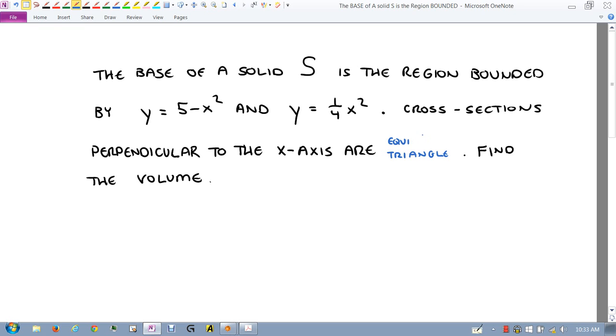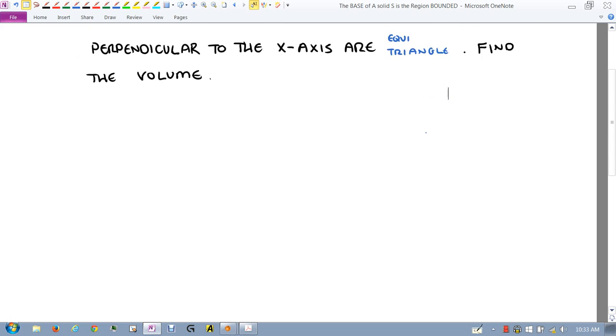No, I would stick to equilateral or isosceles, which means I would just do a quick little refreshing of what those are. Equilateral means all sides are the same, right?